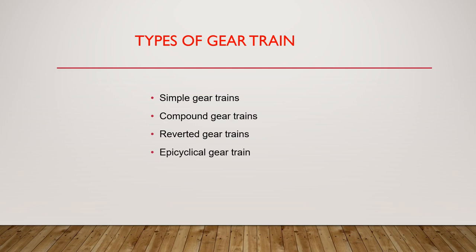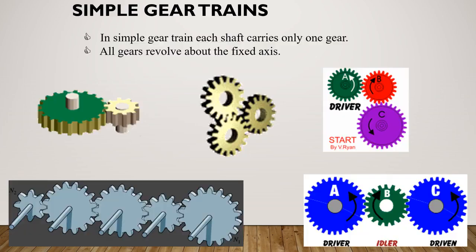Moving to the next topic, that is types of gear train. Basically, gear trains are classified into four types: simple gear train, compound gear train, reverted gear train, and epicyclic gear train. We will be solving problems related to epicyclic gear train. All these types of gear train we are going to study in detail: what is the train value, what is the velocity ratio, and how to calculate that. Much more derivation will be there. In the exam they will usually ask you to explain these gear trains.